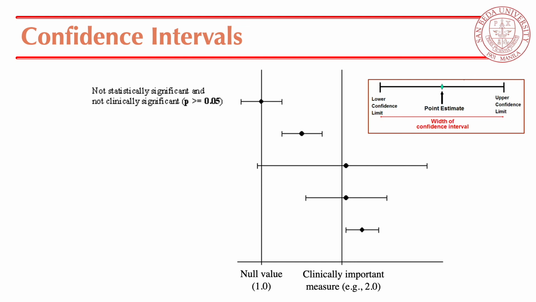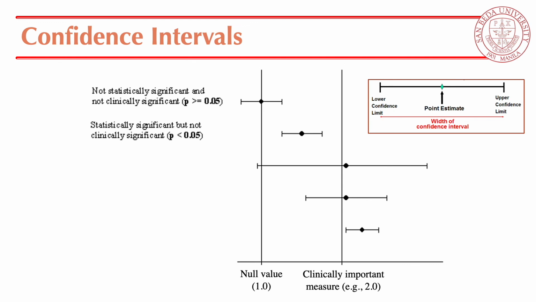Now, for the next measure, the point estimate is above 1.0, but below the clinically important measure of 2.0. Now, notice as well that its confidence interval overlaps neither line. Now, this measure of association is thus statistically significant because its confidence interval does not overlap the null value line, but it is not clinically significant because the confidence interval did not reach or overlap the 2.0 mark.